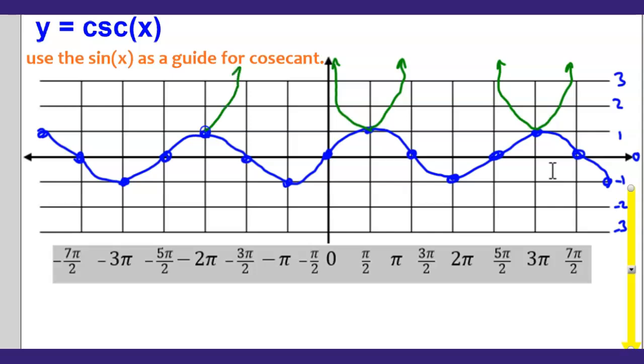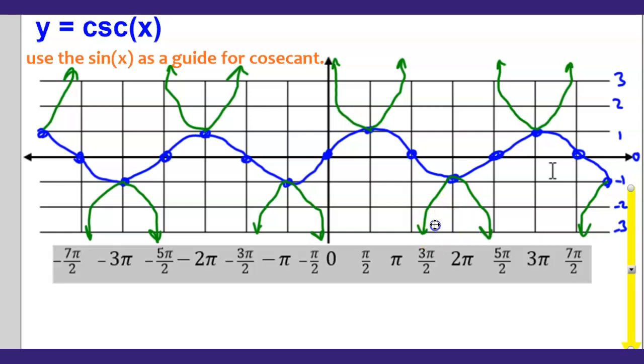Again, right here, same thing. Even here. The green is cosecant. Also, you see right here for sine, that's a minimum. Well, this is a maximum for cosecant. Minimum for sine, maximum for cosecant. And here as well.